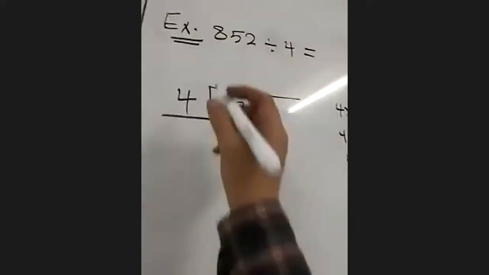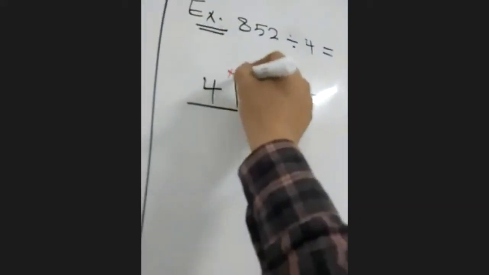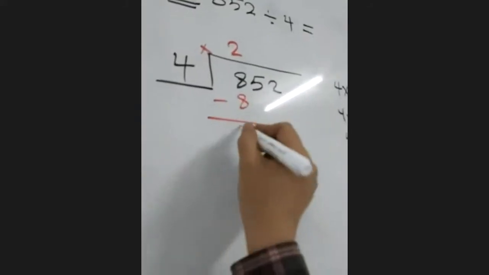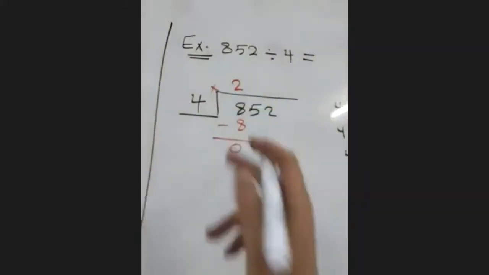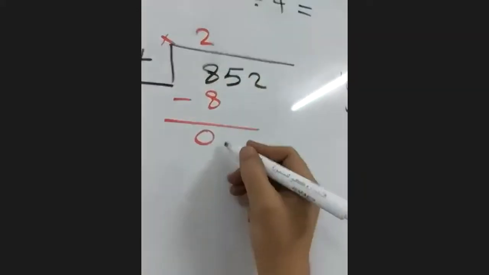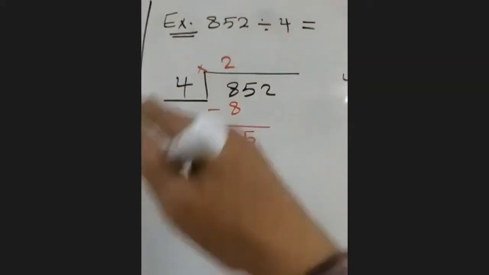Up, I'll put 2. Now I'll multiply. 2 multiplied by 4 is 8. Make the subtraction: 8 minus 8 is 0. After I'm done with the first digit and subtracted it, I will bring the 5 down, the second digit, 5.